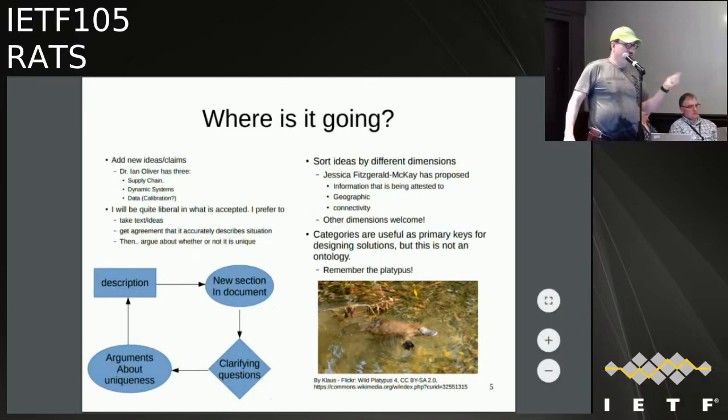It had at least three new terms: supply chain, dynamic systems, and data. There was some discussion about whether some of this belonged or not, and I think that's all appropriate. My goal is to accept the text and make sure to take clarifying questions about the text. Do you mean it refers to when the oranges are in the container or when the oranges are in the store? Okay, whatever, if it's about oranges. Clarify that so that we have some agreement as to what is the case that's being described. And then I want to argue about whether this is different from something else.